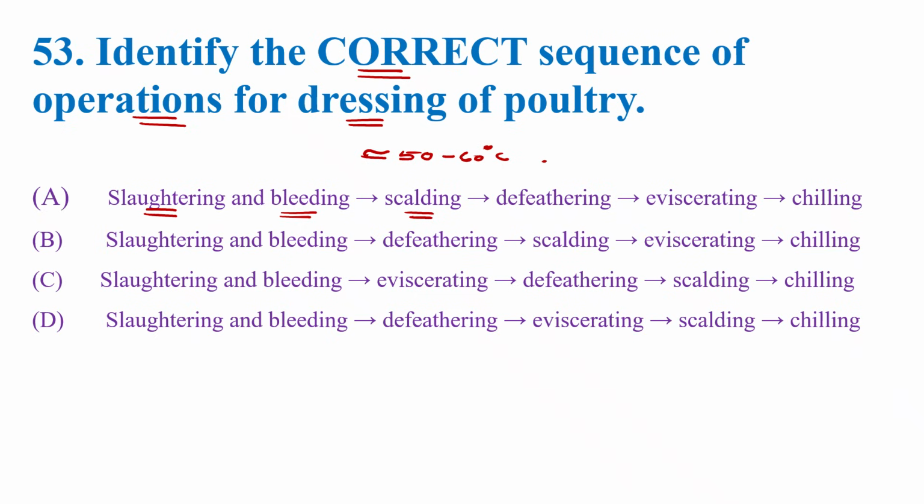Next, defeathering is done to remove the feathers, and after that, evisceration, that means removal of the internal organs, is done, and this process is done later to prevent contamination with the feathers. And at last, the carcass is chilled to prevent microbial growth and to maintain the quality. So here my correct option would be option A.